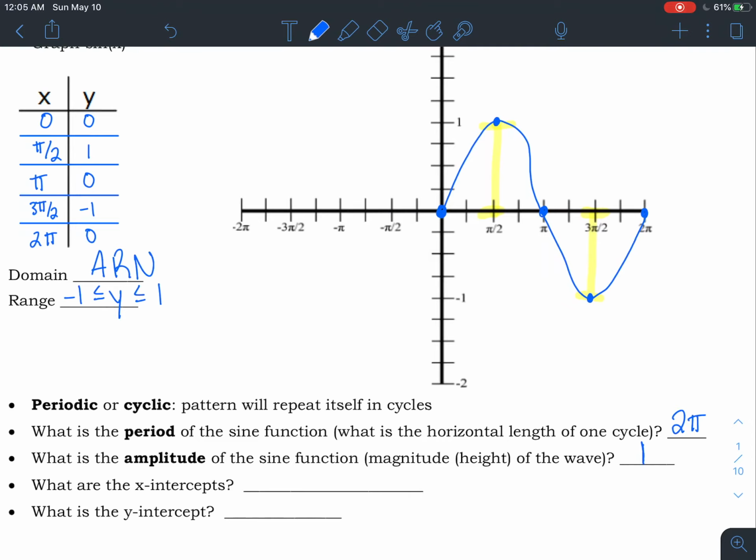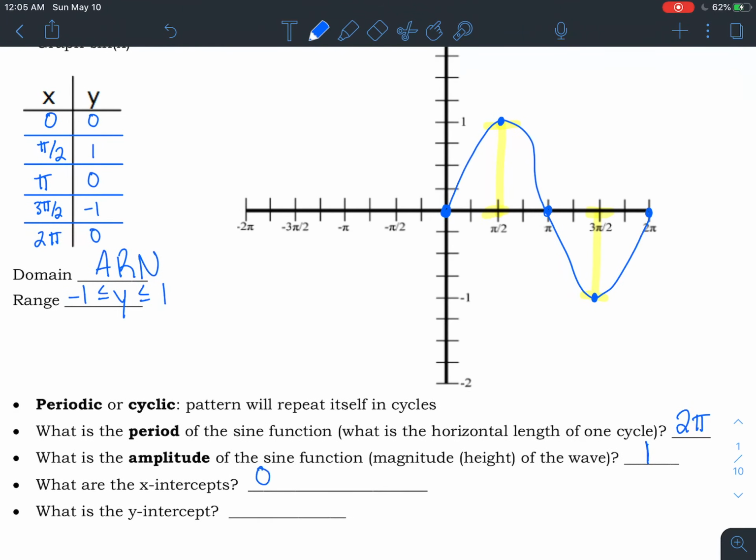For my intercepts, this is another thing that will be the same for your sine waves until we start dealing with some phase change or some period change. For my x-intercepts here, we have 3 x-intercepts. It crosses 0 at 0. It crosses the x-axis at pi. And then again at 2 pi. So those are my 3 x-intercepts.